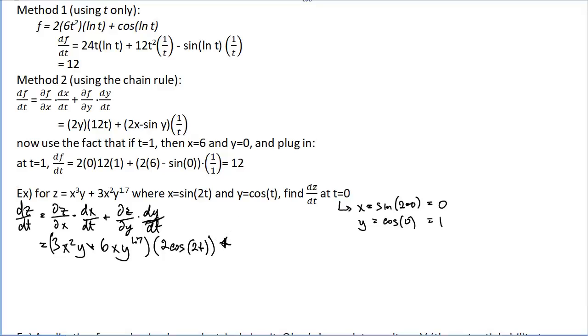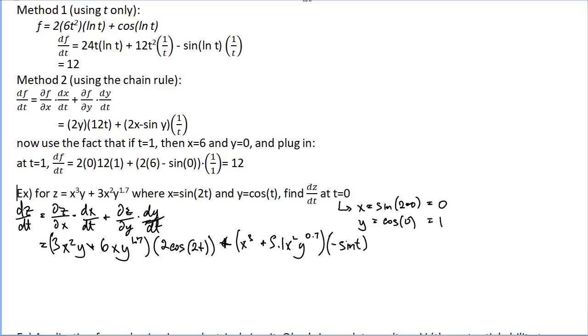Plus dz/dy. That's going to be x cubed plus, bringing that down, 5.1 x squared y to the 0.7. So there's my dz/dy, and now I just need dy/dt. dy/dt is just going to be negative sine t. Okay, so there's my dz/dt.